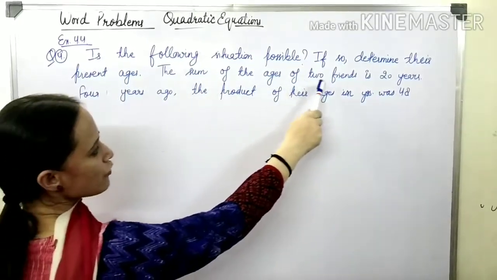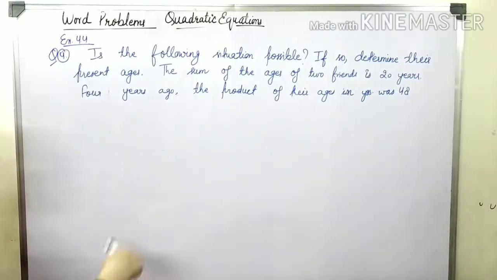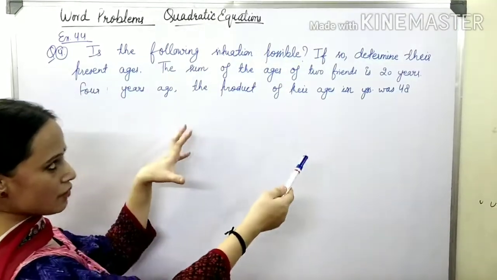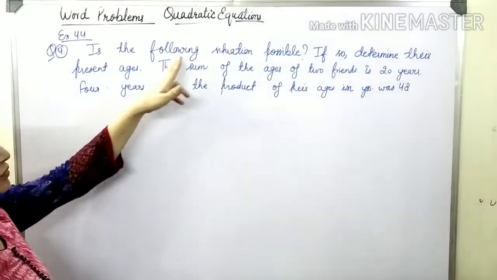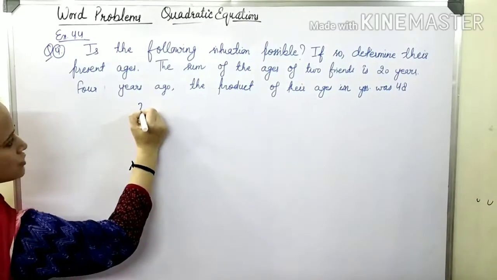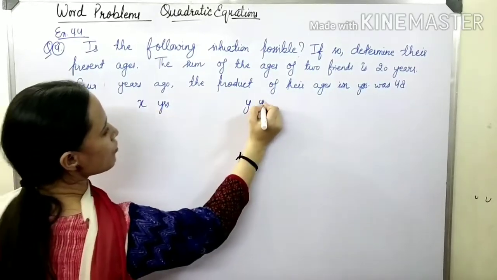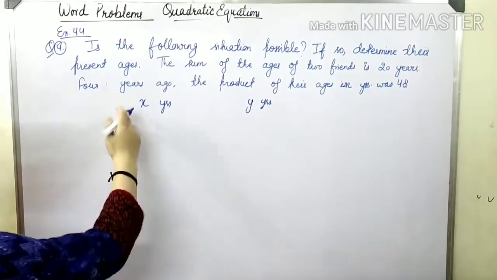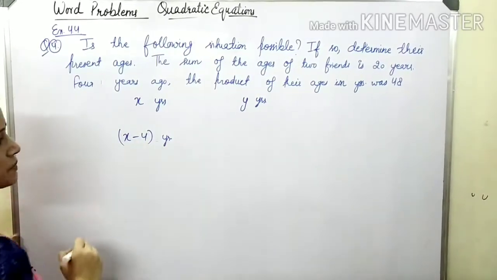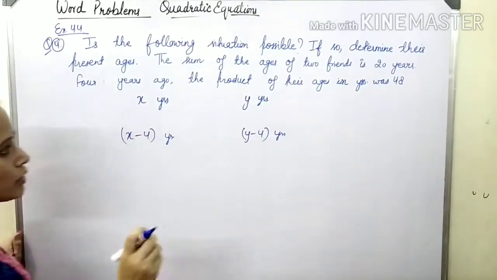The sum of the ages of two friends is 20 years. The sum of the ages is given as 20 years. 4 years ago, the product of their ages in years was 48. So we have to determine their ages if the situation is possible. So let us try to frame the equation. Let the age of one friend be x and the other friend be y years. Now 4 years ago, this age would be x minus 4 and the age of this friend would be y minus 4 years.